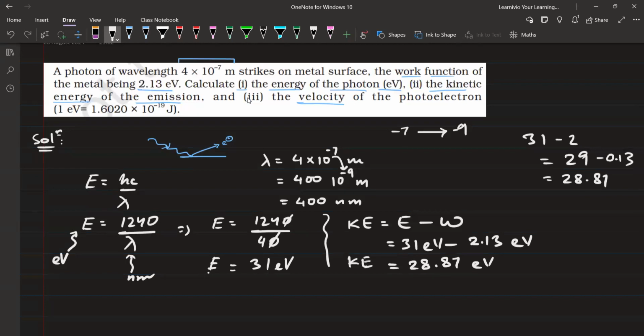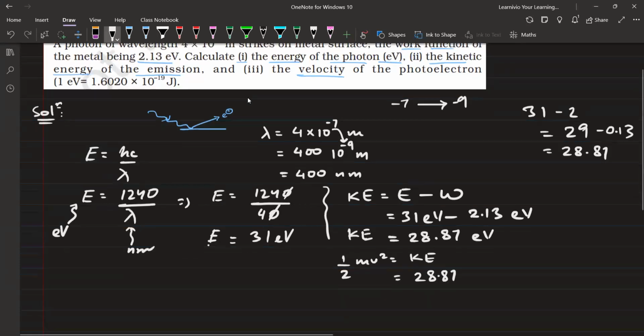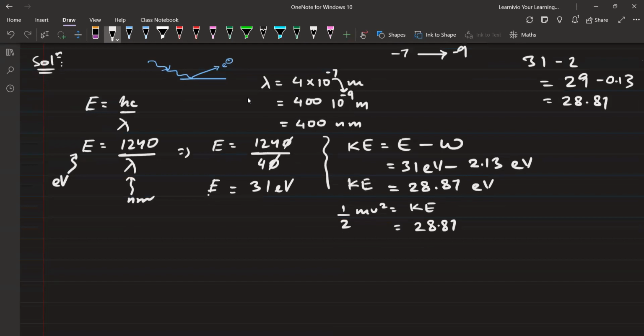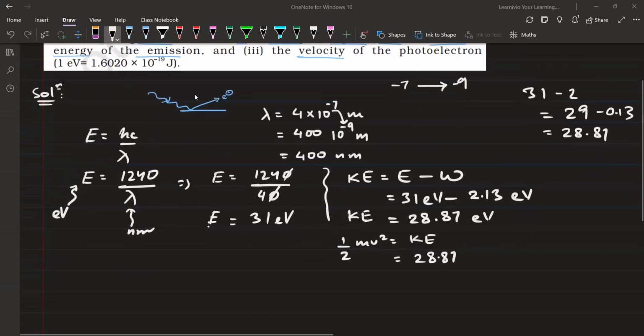We need to calculate the velocity. So we know that half mv square is equal to kinetic energy. Kinetic energy is equal to 28.87. Okay? And mass is given, right? You will have to put the mass of the electron then.